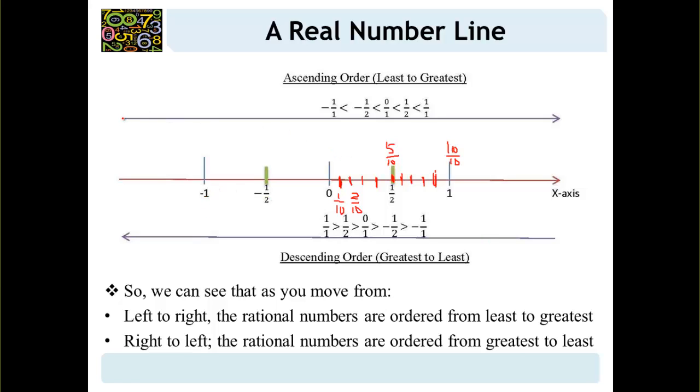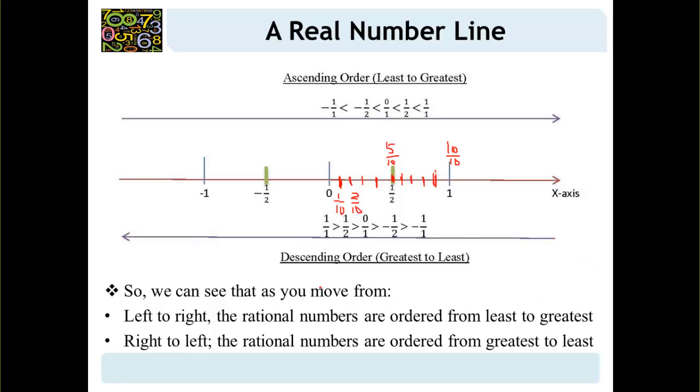As you move from left to right, ascending order, you now have the less than. Negative 1 is less than negative 1/2. Negative 1/2 is less than 0. 0 is less than 1/2. 1/2 is less than 1. So as you move from left to right, you have ascending order, and as you move from right to left, you have descending order.